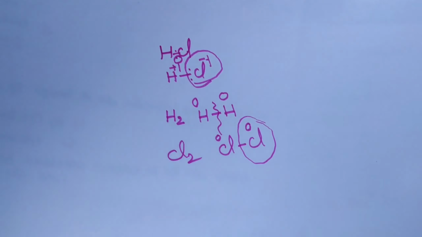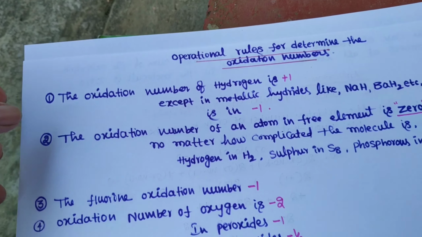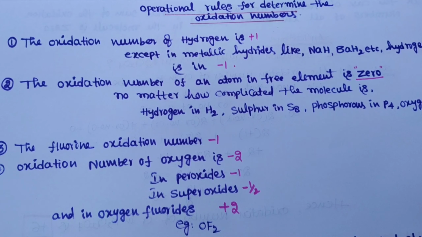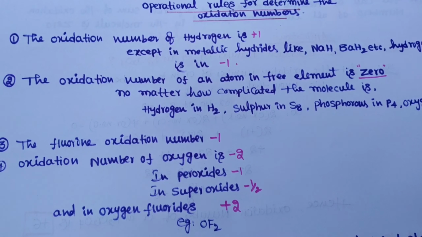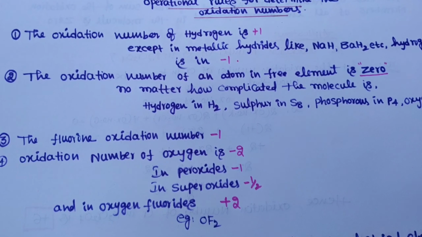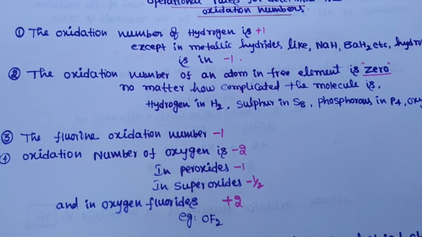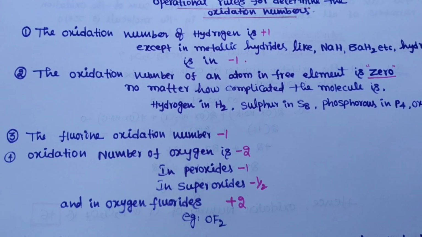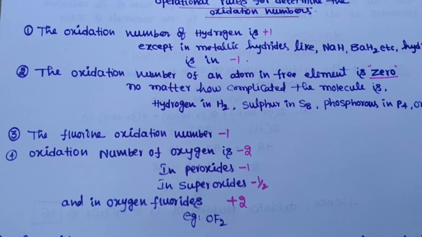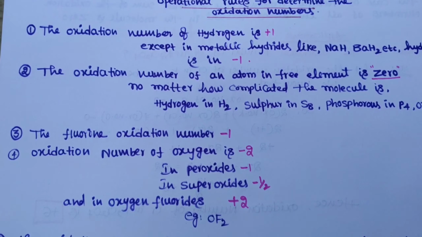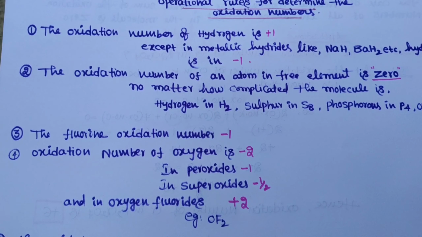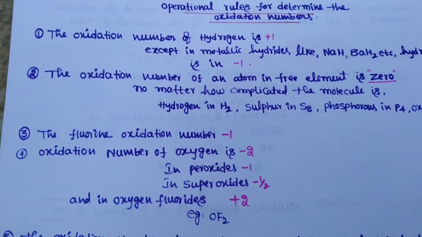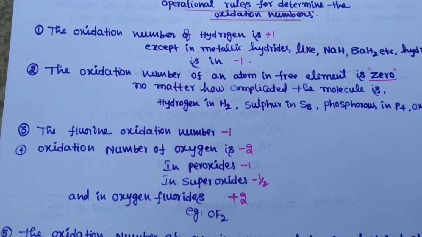So, we have some operational rules for determining oxidation numbers. You have to remember these rules. According to these rules we will assign the oxidation number for the atoms in a compound, either ionic or covalent. One by one we can see the rules.